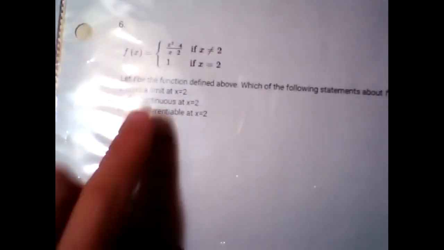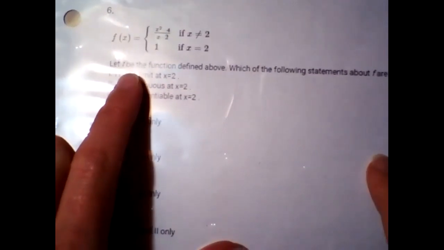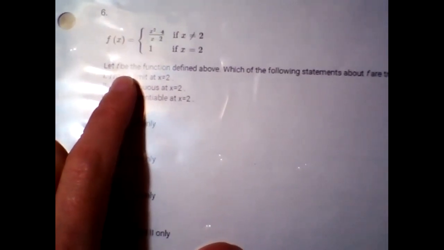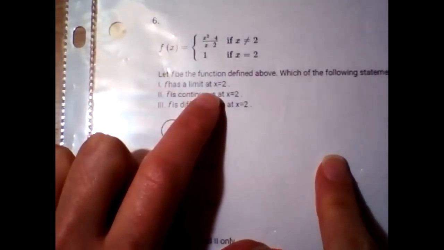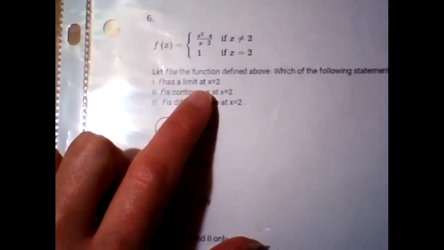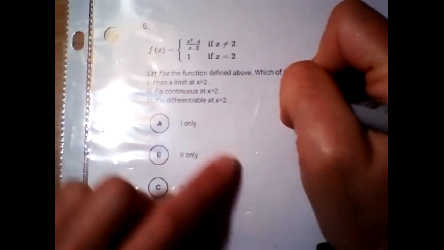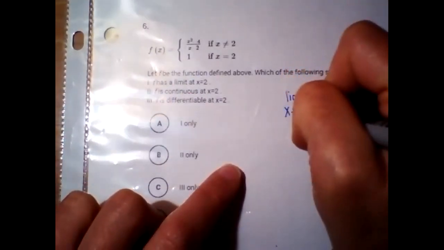All right, so 6, let f be this function defined above, this piecewise function. Which of the following statements are true? So again, we've got to go through all of these. F has a limit at 2. All right, well, let's try to find one. Let's try to do the limit as x goes to 2 and just sort of see what happens here.